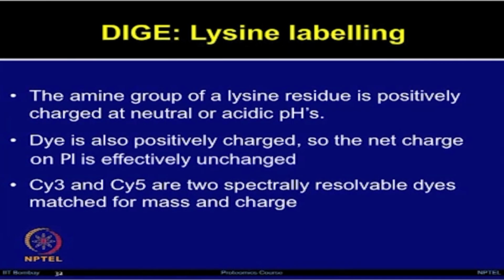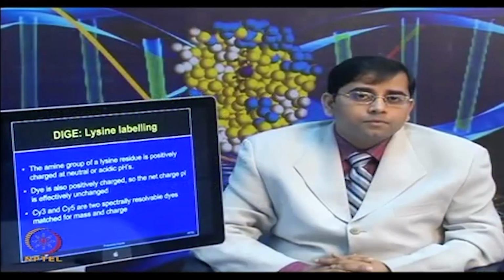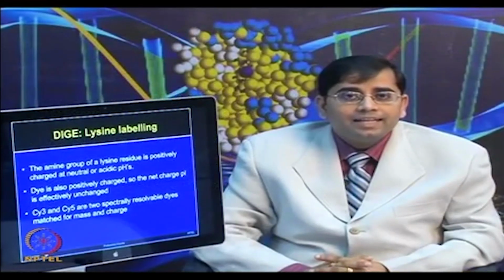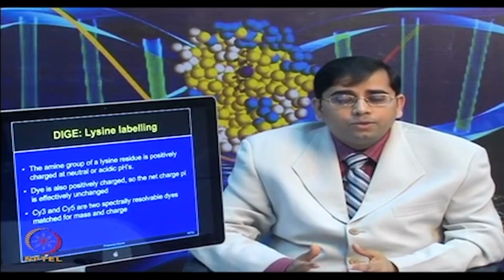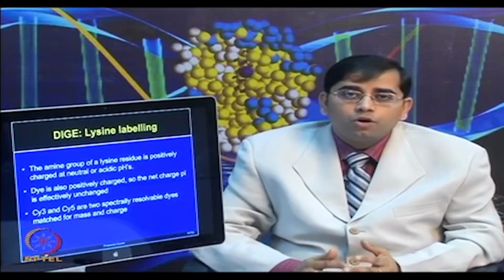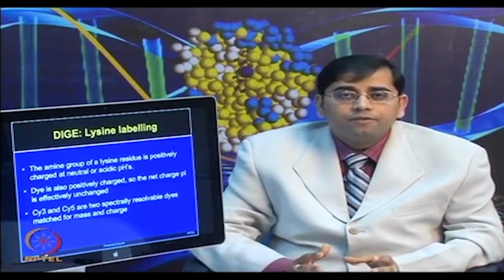Therefore, Cy3 and Cy5 are not going to alter the overall mass as well as charge, and they are very well spectrally resolved. So, people prefer doing lysine labeling. It is not going to alter overall pI values. It is not going to alter overall mass, because both Cy3 and Cy5 carry the same mass, and there is a good probability that your protein will have lysine residues and get labeled by the cyanine dyes.